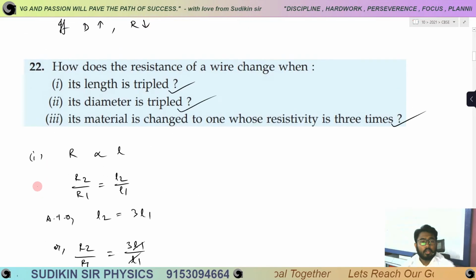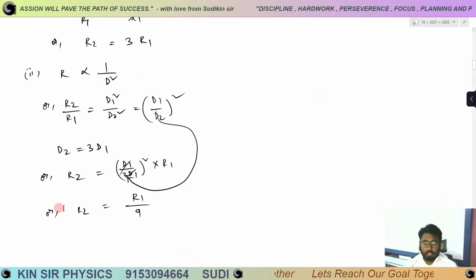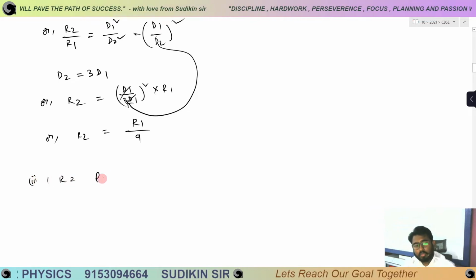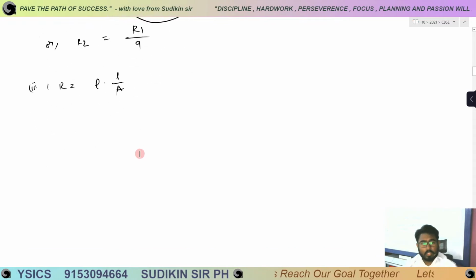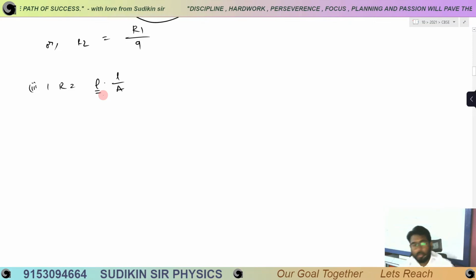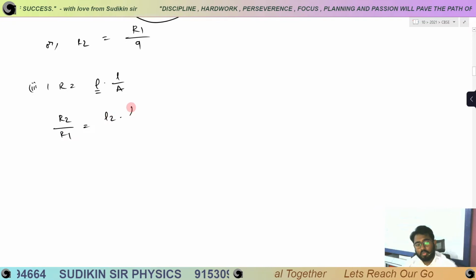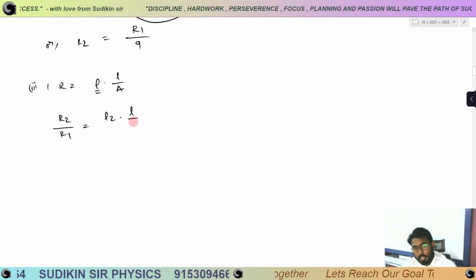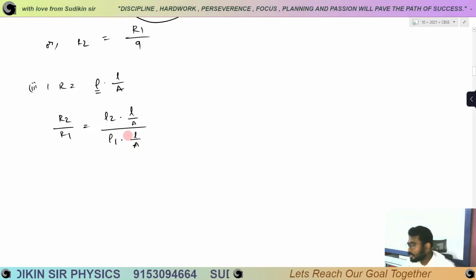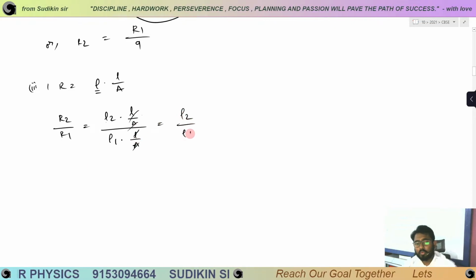Now they are asking what happens if the material is changed to one whose resistivity is different. We know that R equals rho L by A, right? Now they are saying that the resistivity itself is changing, by just changing the material. So if you are changing the material, then can I write R2 by R1 will be rho 2 L by A by rho 1 L by A, because L and A are not changing. So this cancels away, and we simply get rho 2 by rho 1.